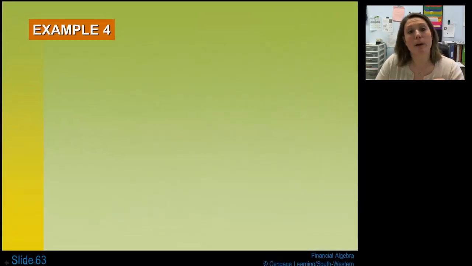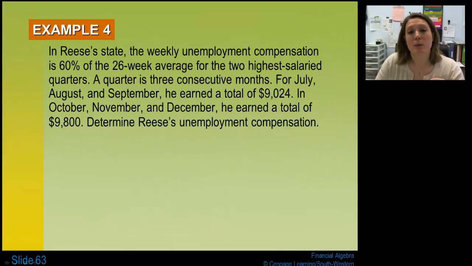And example 4. In Reese's state, the weekly unemployment compensation is 60% of the 26-week average for the 2 highest salaried quarters. So quarters, again, that's half a year in here because we're talking about 2 quarters. So that's 6 months. As if you were to break down the year into quarters, so 12 divided by 4 is 3 months. So every 3 months, we're looking at 2 of them, which gets me 6 months. A quarter is 3 consecutive months.